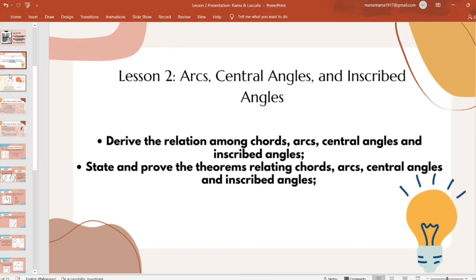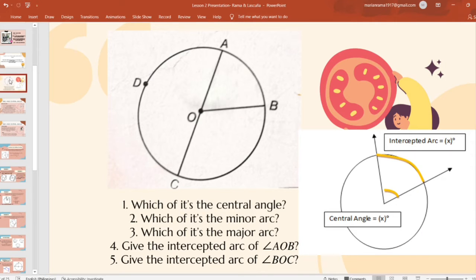So we have here a figure. As you can see, can you guess which of it is the central angle and the minor arc, and also the major arc? And give the intercepted arc of our angle AOB and our angle BOC. So let's dig into our topic.